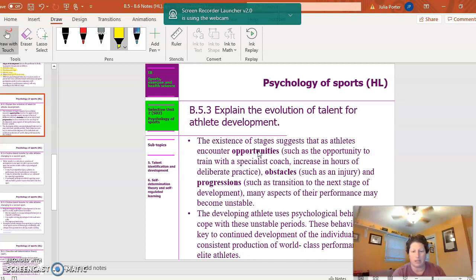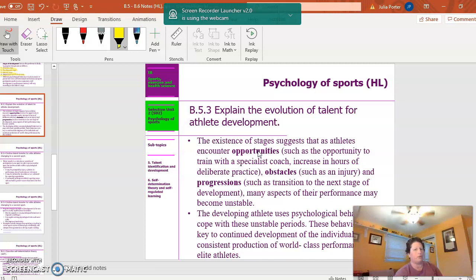Some athletes are taking advantage of being able to maybe go walk or run or do push-ups and sit-ups, and then you have some athletes that are sitting on their booty doing nothing. So those are going to be obstacles in our athletic development and talent identification, right?